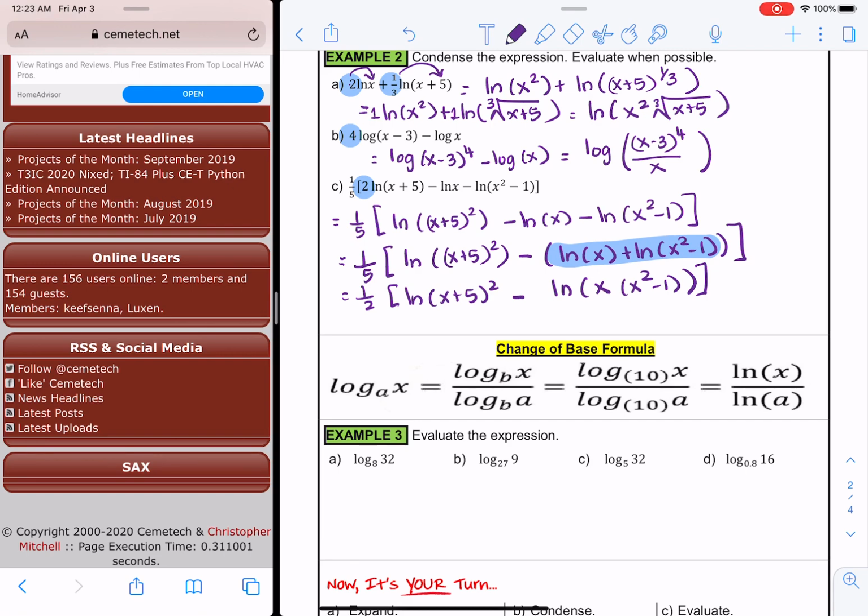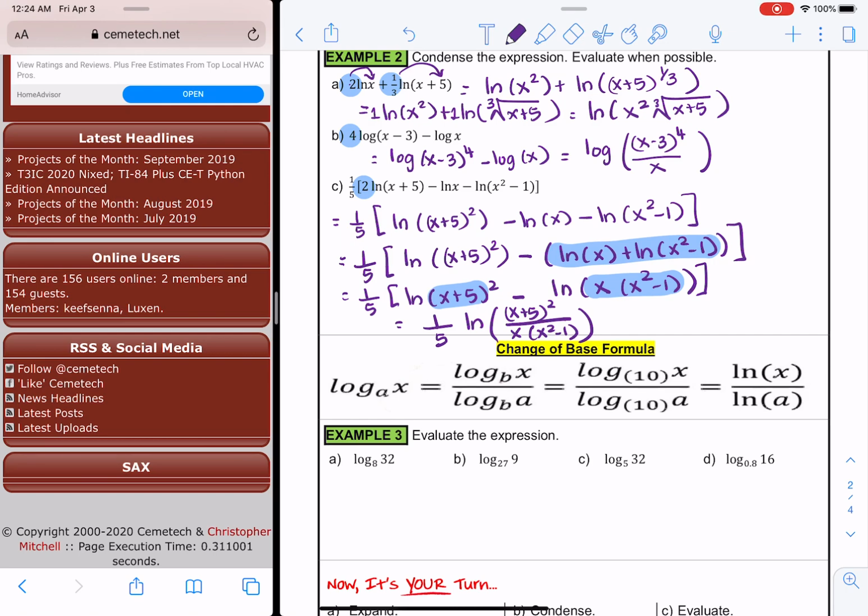And now we have two natural logarithm terms. There is a minus term in the middle, so we could write it as ln of x plus 5 squared divided by x times x squared minus 1. In other words, that term divided by that term, combined inside one logarithm, and we're dividing because there is a negative between the two natural logarithms. If there is a positive sign, we would be multiplying.